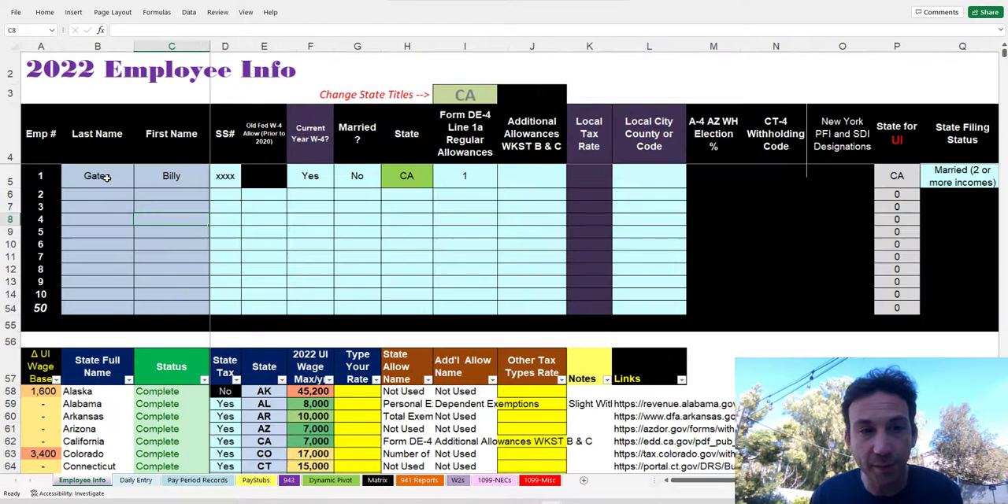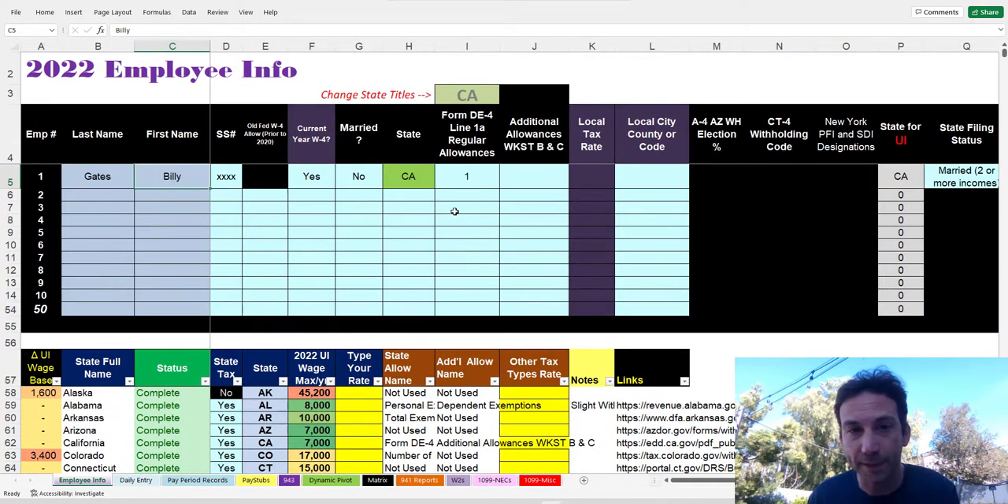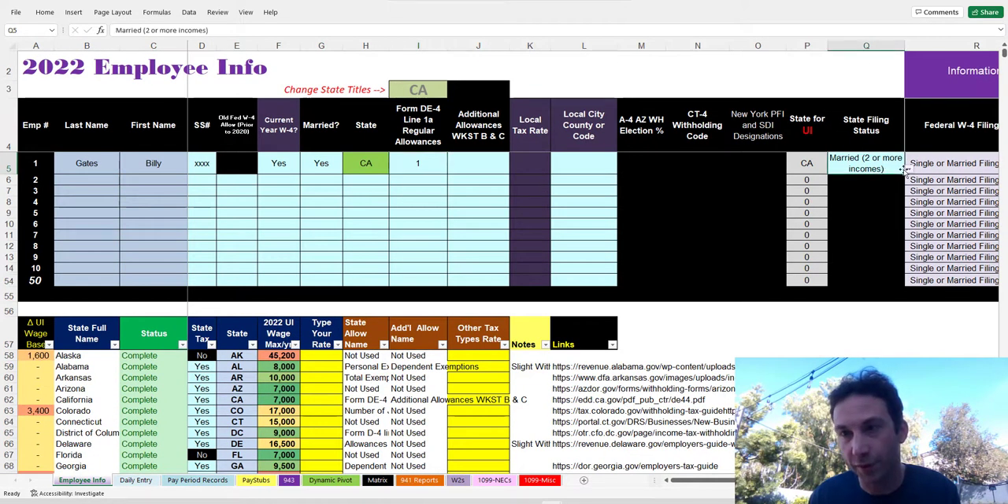So let's assume Billy Gates lives in California. Is Bill Gates married? Actually, probably yes, right now. Form D4, that's a California form you would need to answer questions about. And of course, you would need to answer the state filing status as well on the D4.